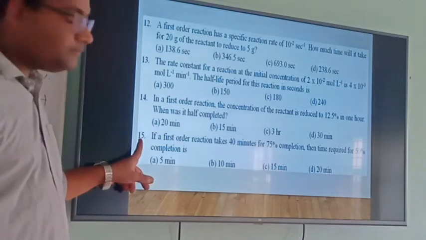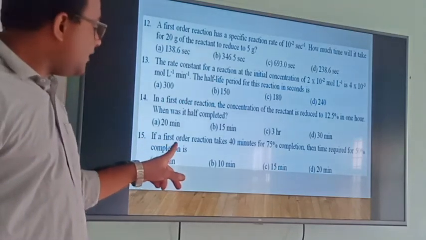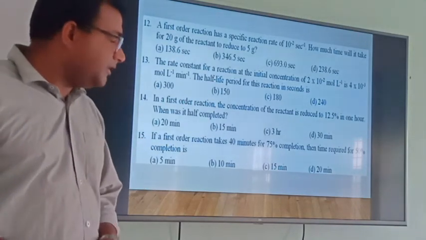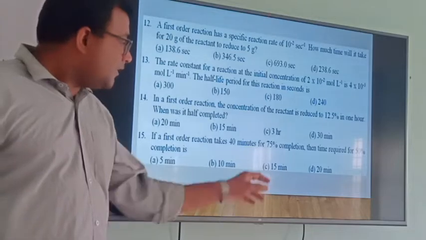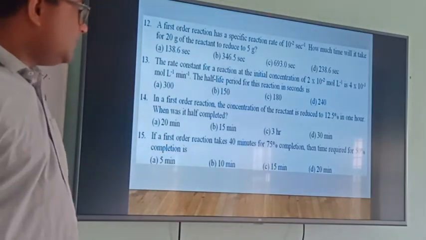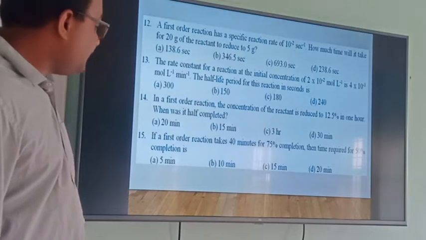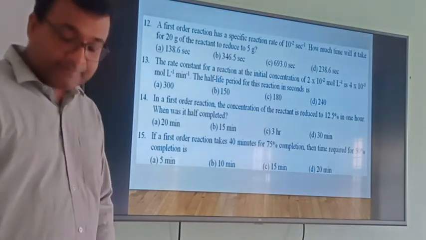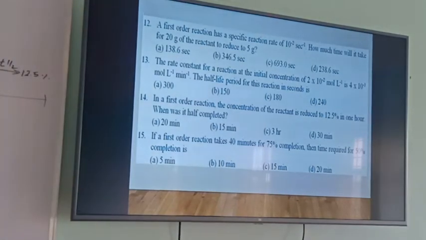Question number 15. If a first order reaction takes 40 minutes for 75% completion, then the time required for 50% completion is. Now let's solve this.